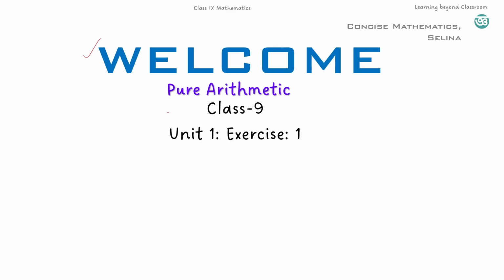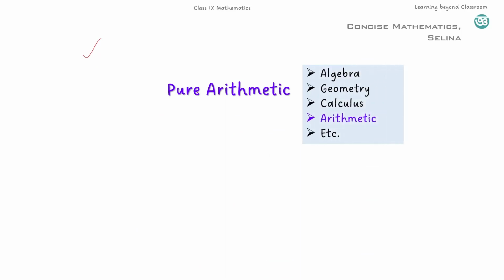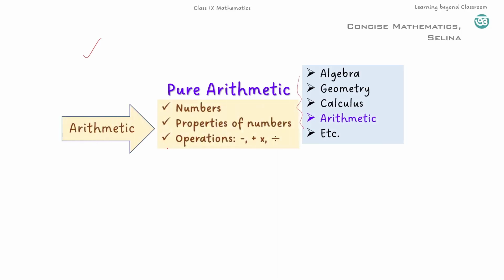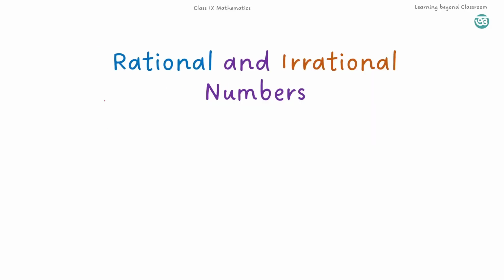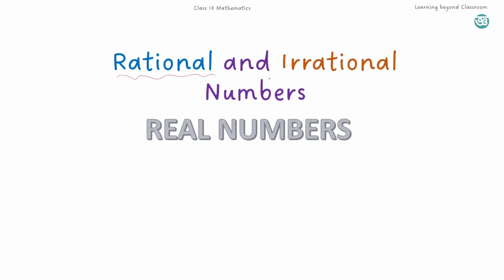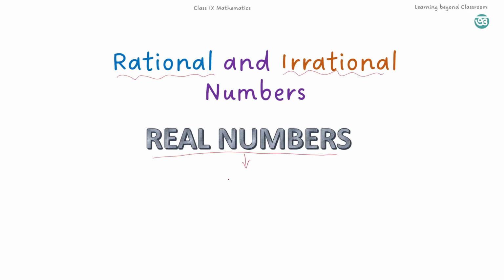Mathematics has many branches like algebra, geometry, calculus, arithmetic, etc. Being a part of mathematics, arithmetic deals with numbers, properties of numbers, and many operations on numbers. Operations like subtraction, addition, multiplication, division, and so on. In this series, we'll mainly discuss rational and irrational numbers, and both of them are under the real numbers.